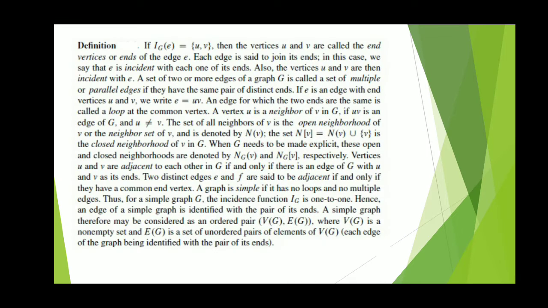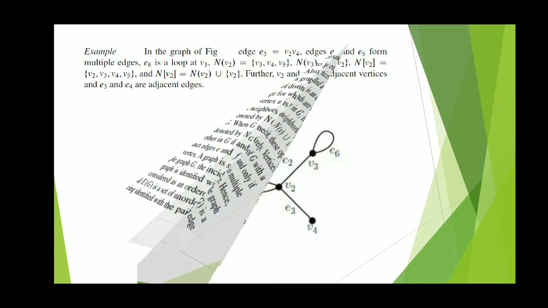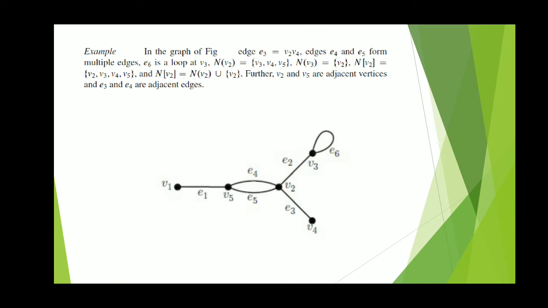Next, multiple edges or parallel edges. A set of 2 or more edges of a graph is said to be multiple edges or parallel edges if they have the same pair of distinct ends. That is, by using 2 vertices we can form more than one edge, then they are called parallel edges or multiple edges. In that example, by using the vertices V2 and V5, we can form the edges E4 and E5. Here E4 and E5 are called parallel edges or multiple edges.